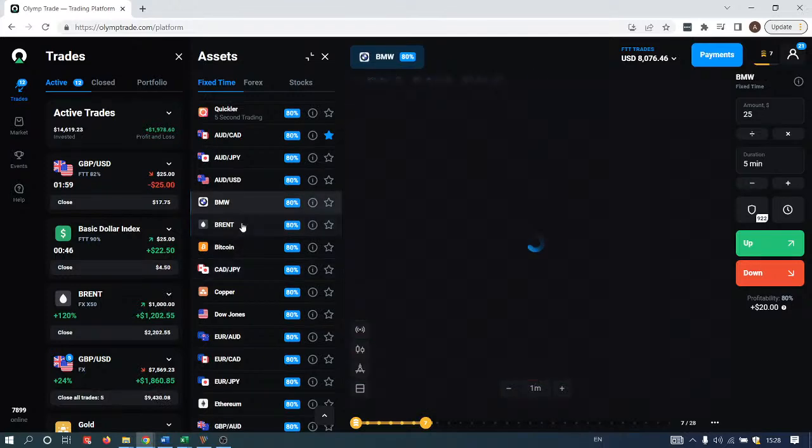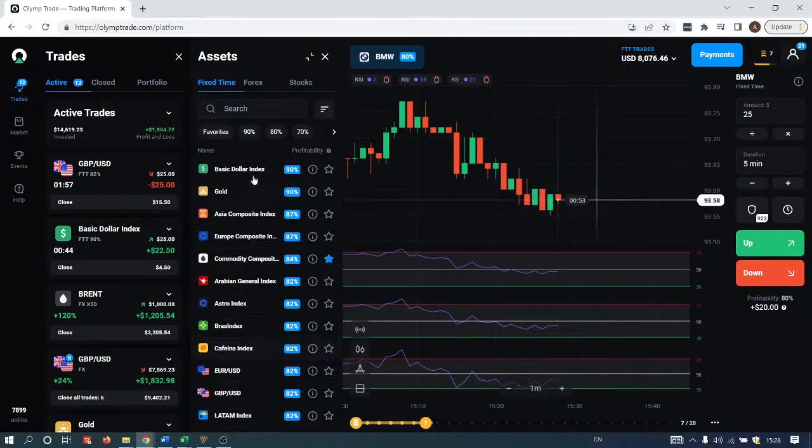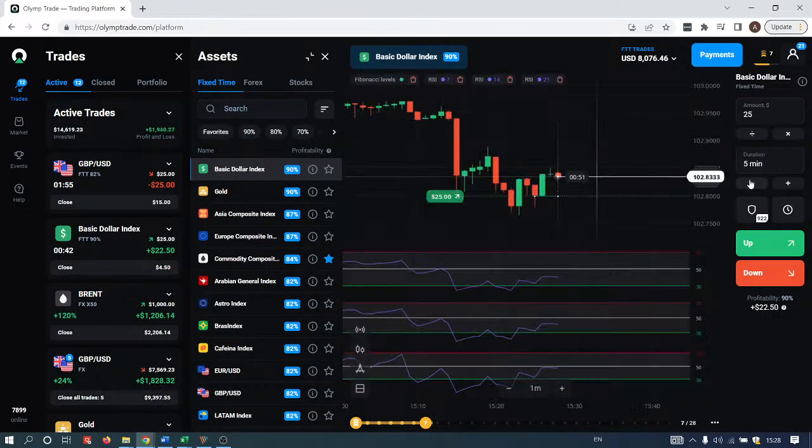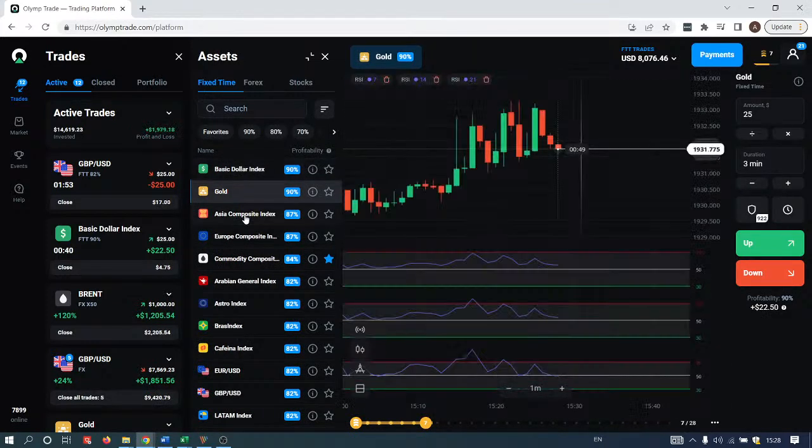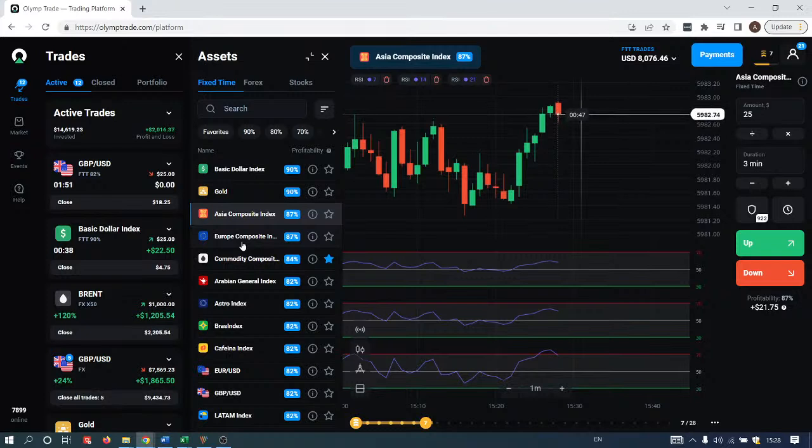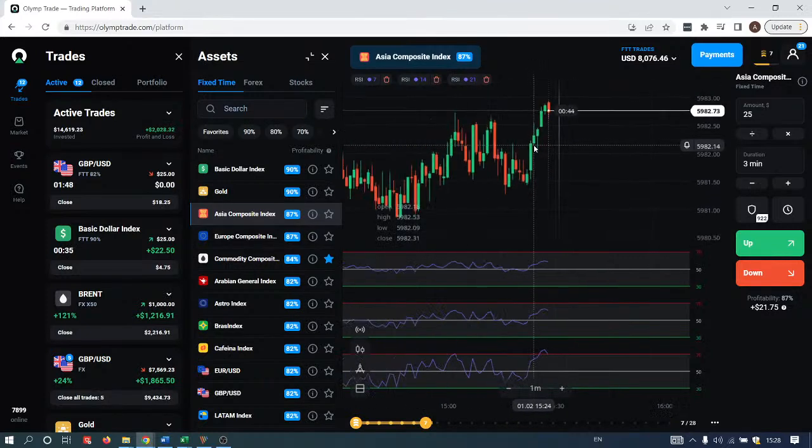All right, so do you guys have any ideas? Do you have any maybe trading ideas or trading signals that we can all trade? Asia Composite Index, maybe. Not right now, but we need to wait a little bit here with the 14 RSI.